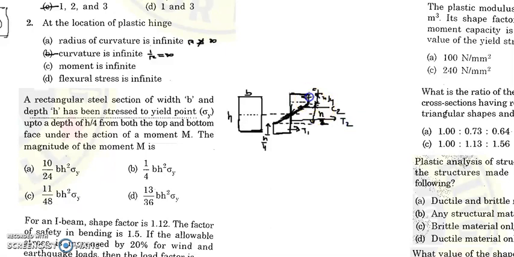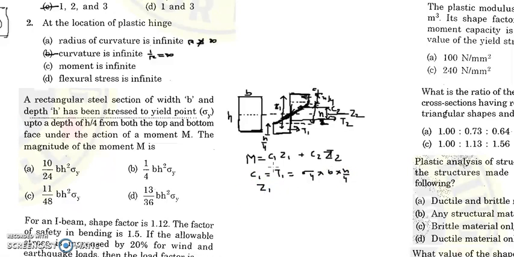Now C1 and T1, let's call this lever arm Z1, and let's call this Z2. So the moment I can take is C1 into Z1 plus C2 into Z2. What is C1? C1 should be equal to T1. It is sigma y, and the area is b into h by 4.